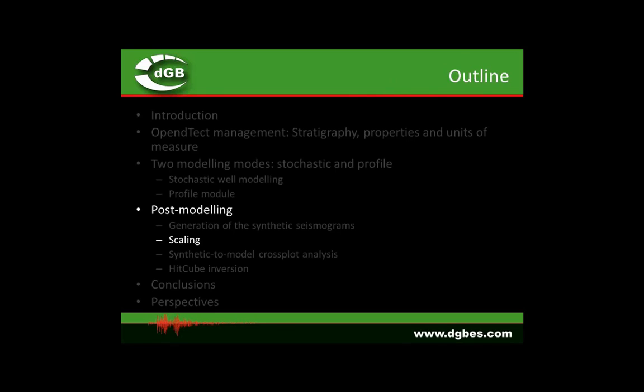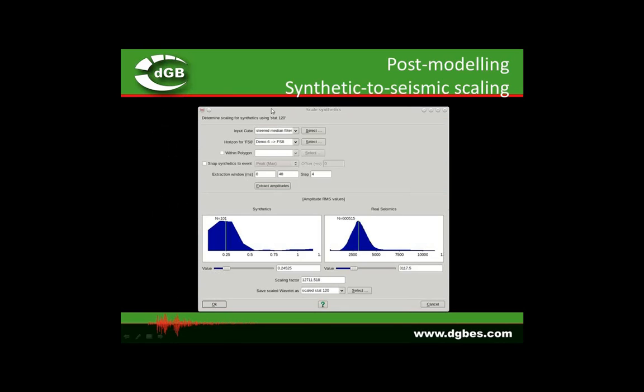After having specified the synthetic seismic datasets you wish to have, you may need to scale them prior to the crossplot analysis or the heat cube inversion. In order to perform a synthetic to seismic scaling, so to get synthetic seismic traces that have the same amplitude level as your real seismic survey, you can press on the scale button, and that will give you this scale synthetics window. This window will extract data from the volume in a given time window. So here 0 to plus 48 milliseconds relative to this horizon, so to this level.